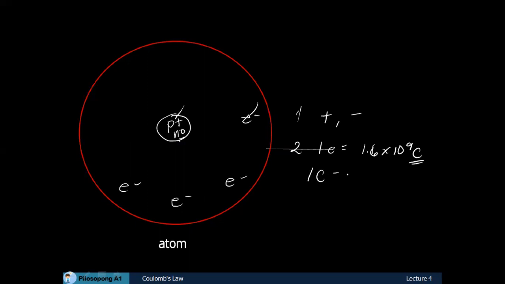And 1 coulomb is equivalent to 6.24 times 10 raised to 18 electrons. It means that you need 6.24 times 10 raised to 18 electrons to be taken away from or added to an object for you to charge it with a positive or a negative one.